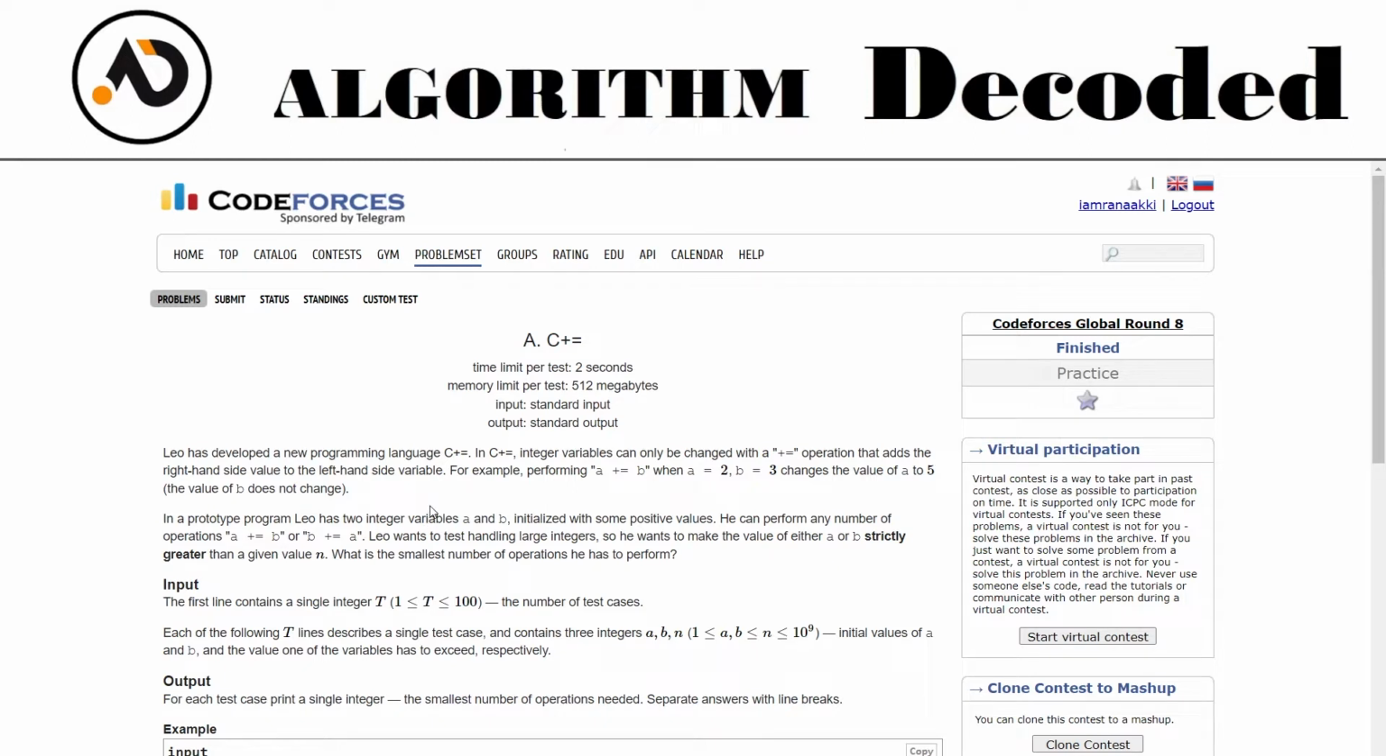So let's see what the question is, and the question title is C plus equal to. Leo has developed a new programming language, C plus equal to. In C plus equal to, an integer variable can only be changed with a plus equal to operation that adds the right hand side value to the left hand side variable.